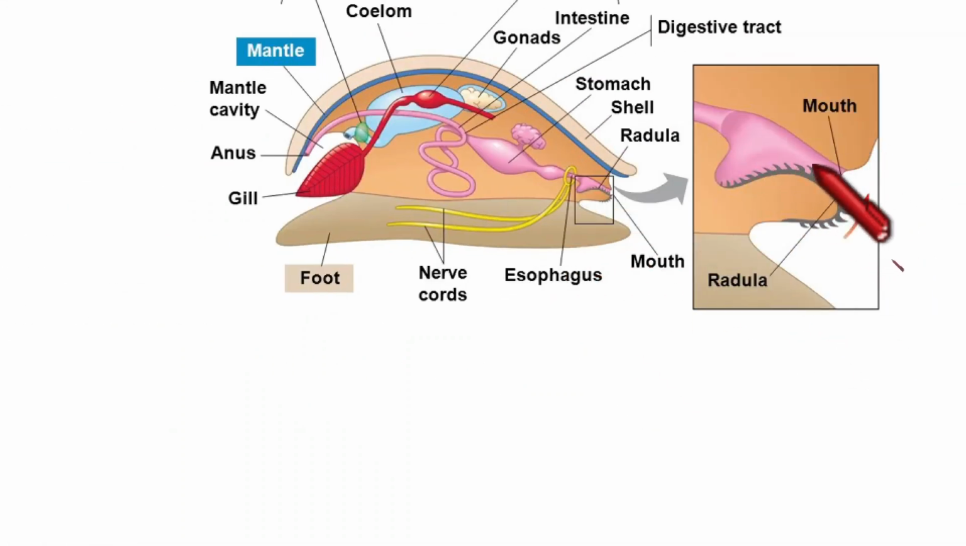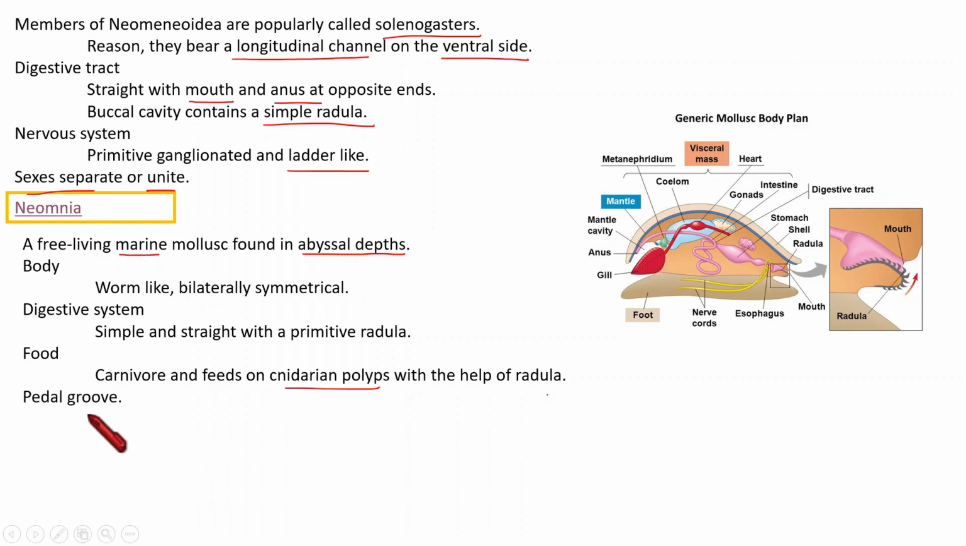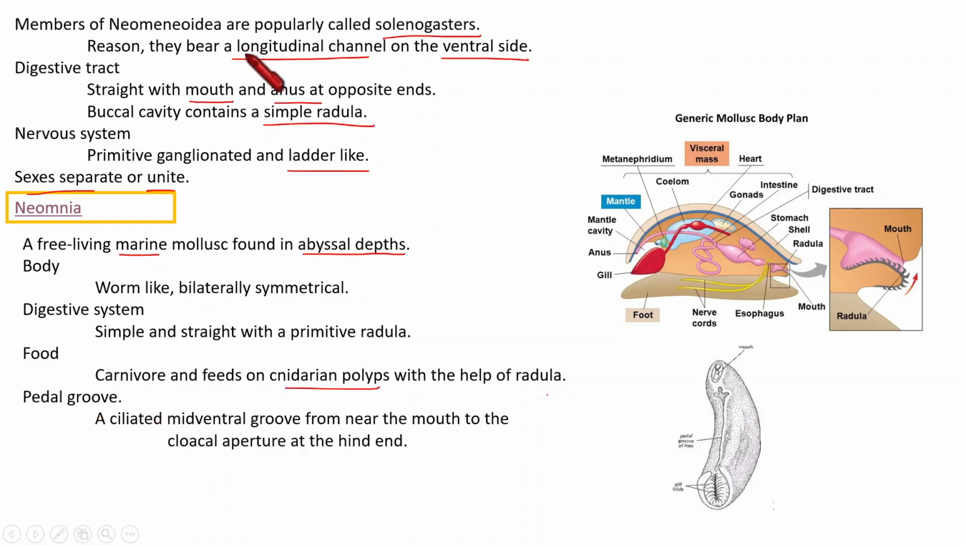So this is the radula. We can see teeth, a rasping organ, chewing organ. So the digestive system is simple and straight with a primitive radula. Food: they are carnivores. They feed on cnidarian polyps with the help of the radula, I already told you. Then the pedal groove, that's slightly mentioned here, so that's what we are going to see in the video.